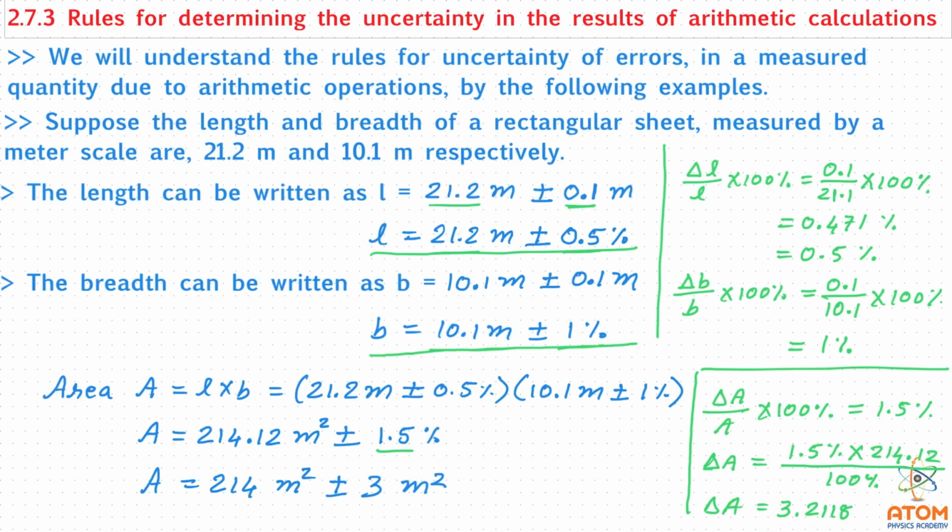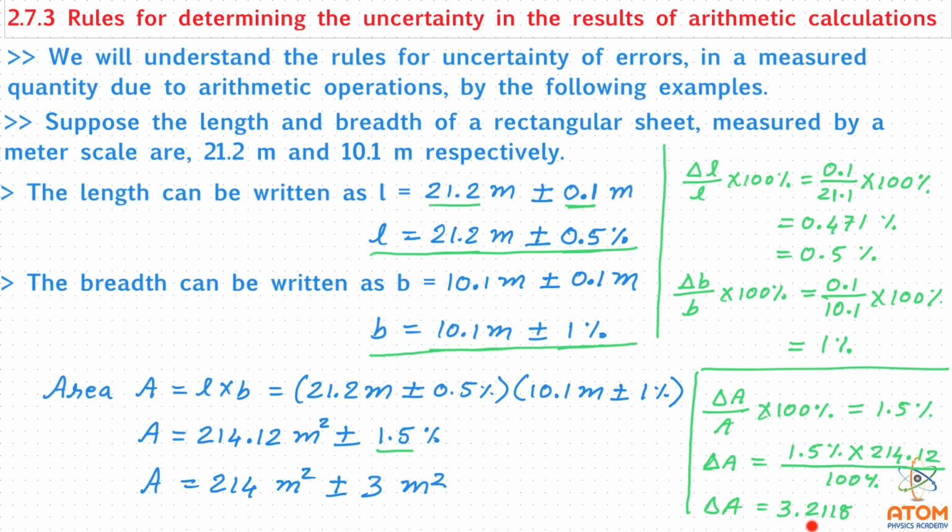This is because now the true value itself is an integer. You can see it is 214. That's an integer. There is no decimal point. So writing this error now in the form of a decimal point is just meaningless.